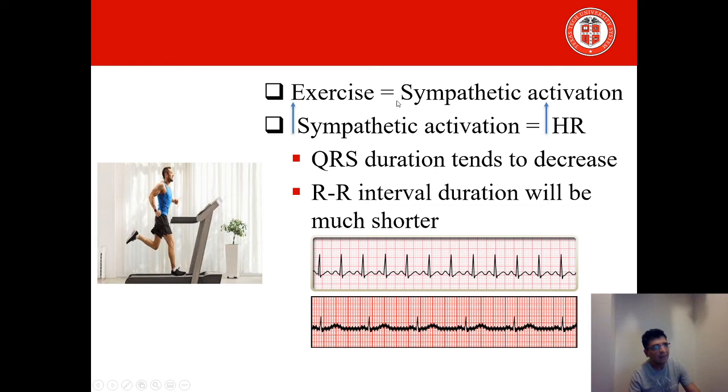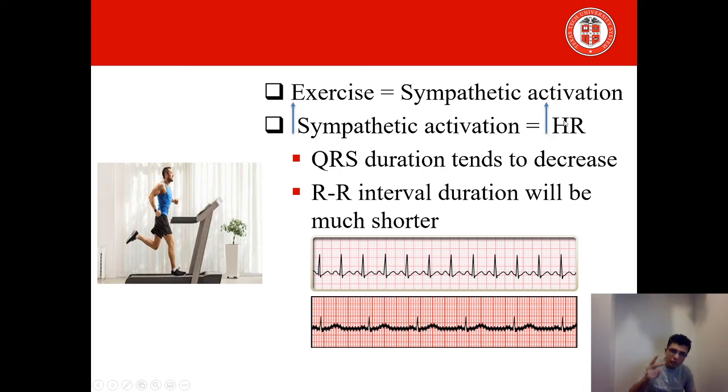Whenever we do exercise, we have activation of the sympathetic nervous system. You have been learning the same thing in this lab and in your other classes as well. So you have increased sympathetic activation, which increases a bunch of other things, including cardiac output, force of contraction, stroke volume, etc. But heart rate definitely is increasing. So you do exercise, you have sympathetic activation, you have increased heart rate. And this increased heart rate can be visualized in an ECG.